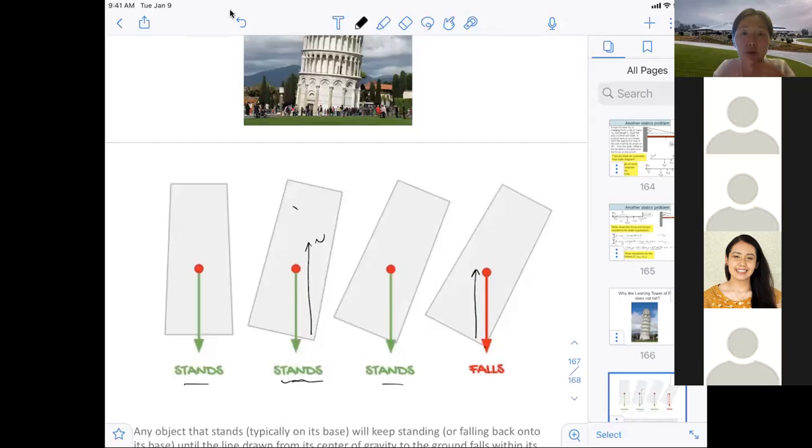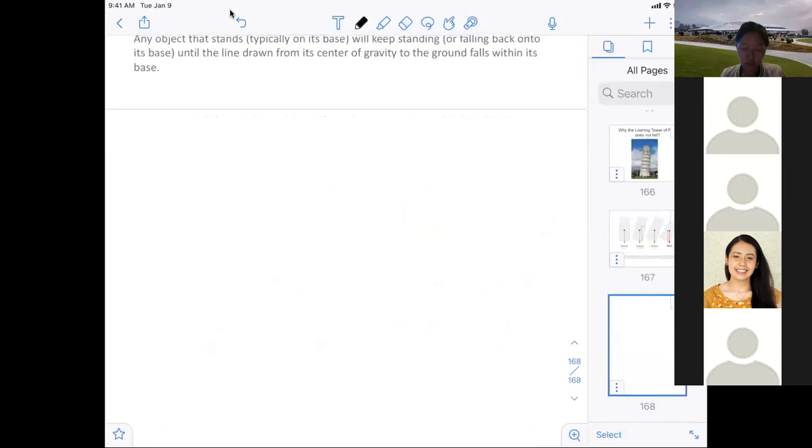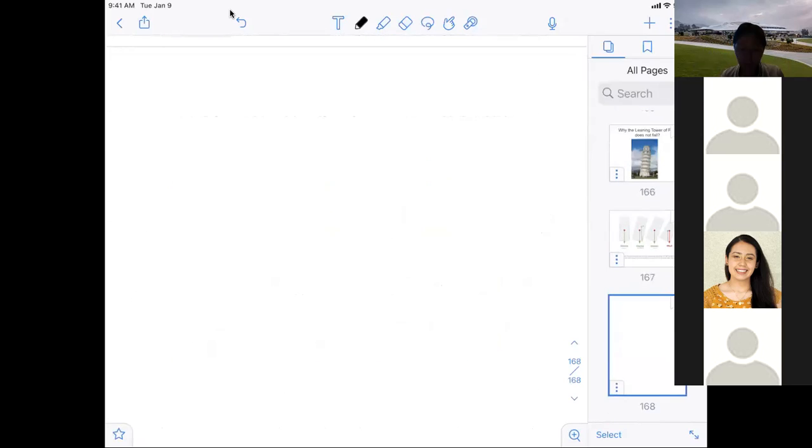Okay, so despite the Leaning Tower of Pisa looking so tilted in our eyes, its gravity from the center of mass still falls within the base. So it is stable, and it's unlikely to fall in the future. But the tilt does seem to have increased over the years in history. It has increased a little bit, but it's still stable. All right, so this concludes our discussion of static equilibrium.